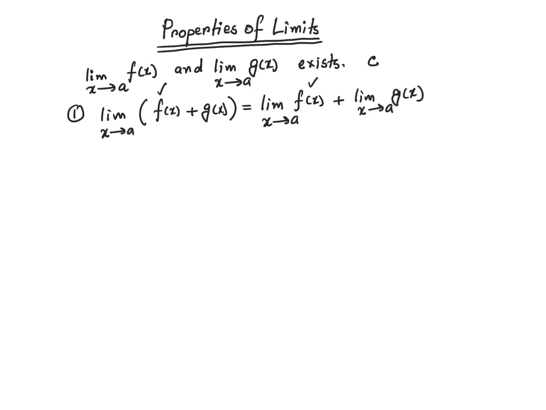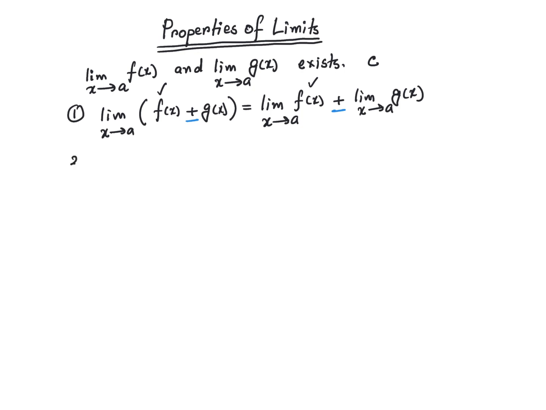Now, this is for addition. For subtraction, this rule holds as well. So you just put a minus sign here, and this is going to be minus. So this is the addition and subtraction rule for limits. Now, the second rule, or technically kind of like the third rule, is going to be this.